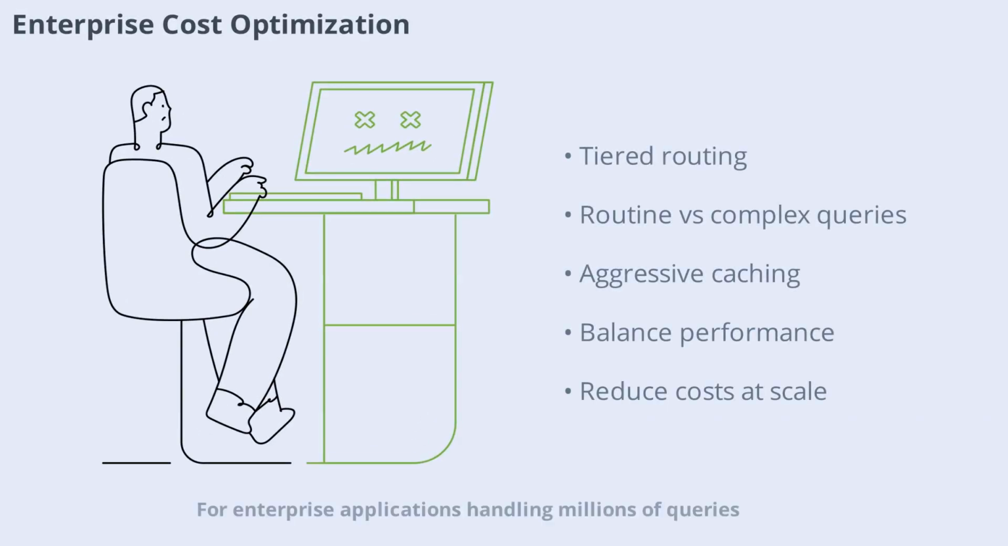For enterprise applications handling millions of queries, cost optimization is critical. Use tiered routing: send routine queries to cheap, fast models, and escalate complex requests to advanced models. Analyze query intent to determine routing. Combine this with aggressive semantic and prompt caching to further reduce costs. This approach balances performance, speed, and expense at scale.